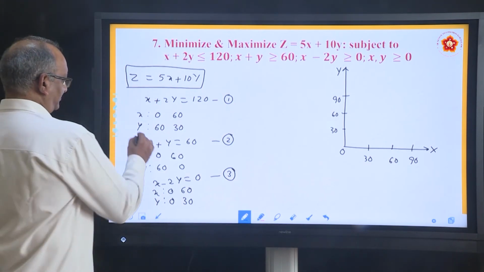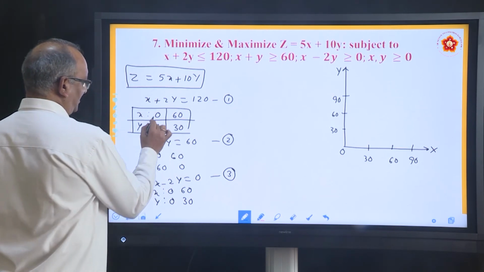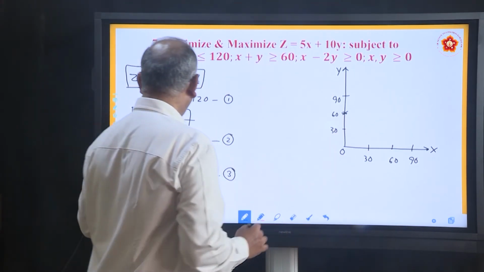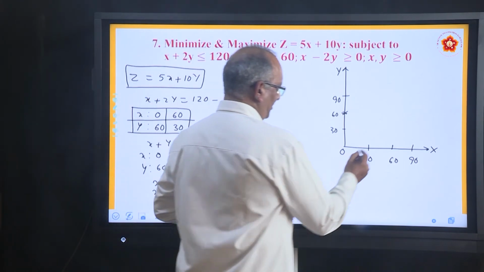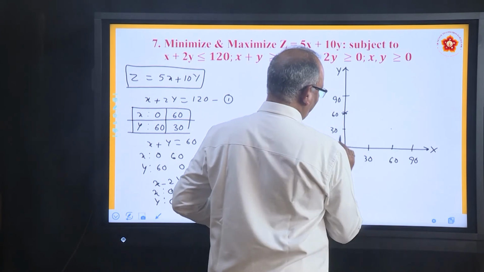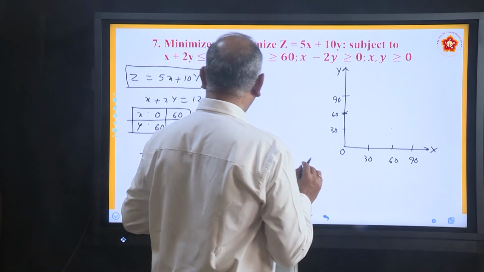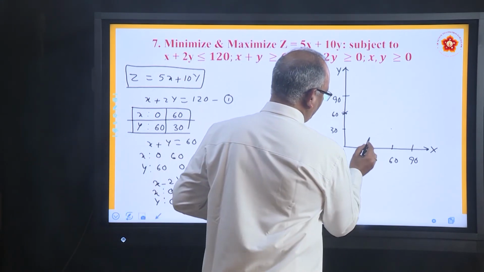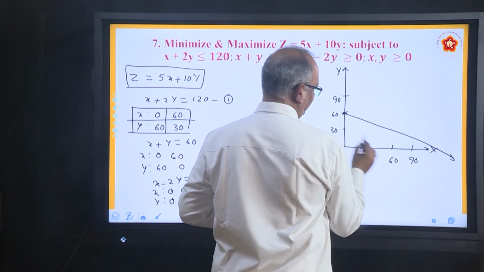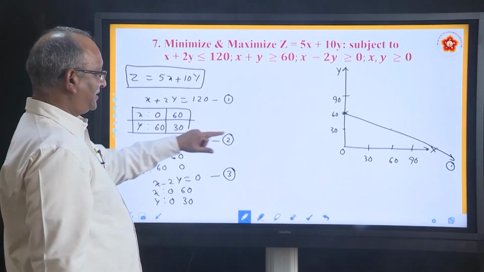Take the first one. Remember, these are the points. What are the points? 0, 60. When x is 0, y is 60. This is the first point. When x is 60, y is 30. Join these 2 points. This is one line. This is the first line.